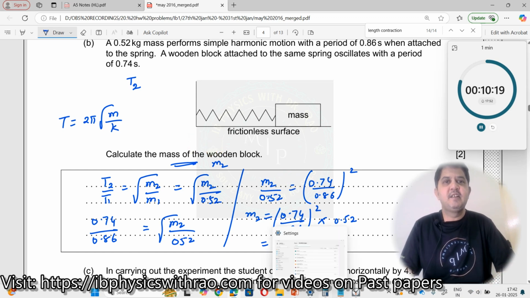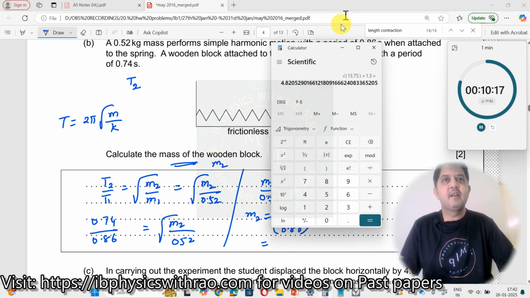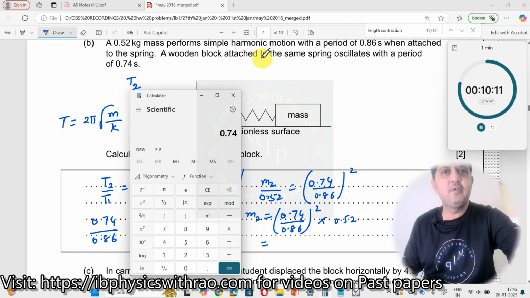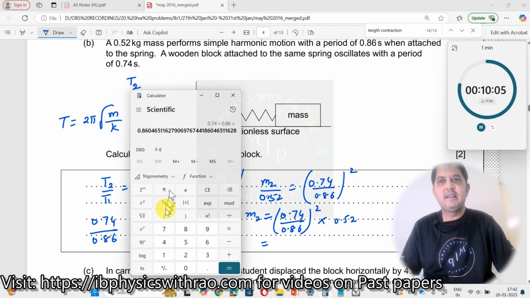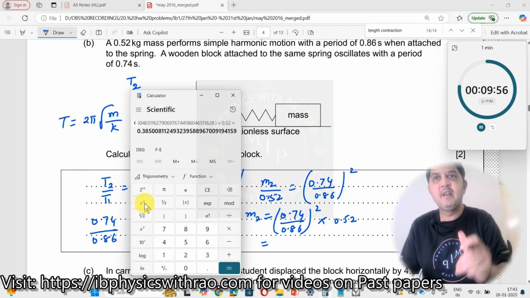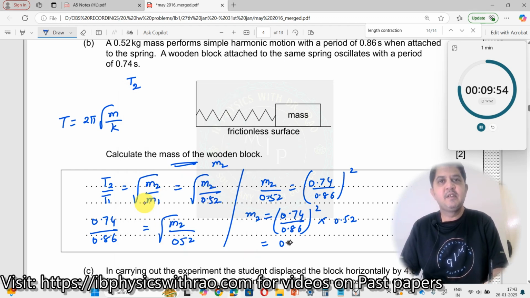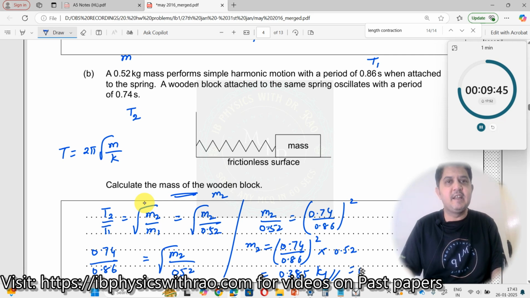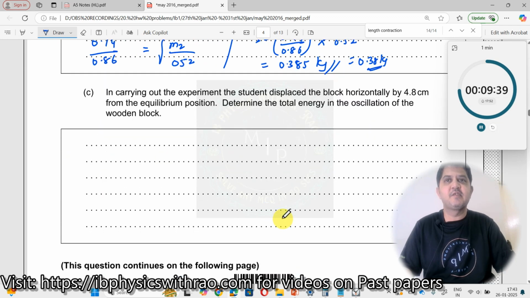Let us calculate this using our calculator. So I get the answer as 0.74 divided by 0.86 is equal to so much, and then I am going to square this, multiplied by 0.52. I get 0.385. The unit is kg. So this should be your answer. So the answer is 0.38 kg, 0.38 kg according to the marking scheme. Okay, let us move on to the next one.